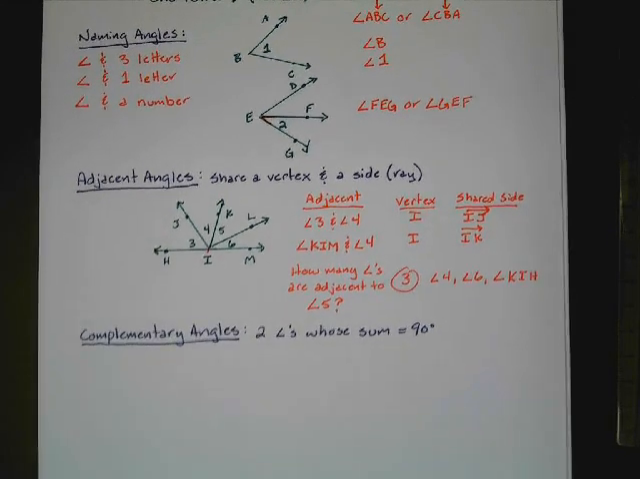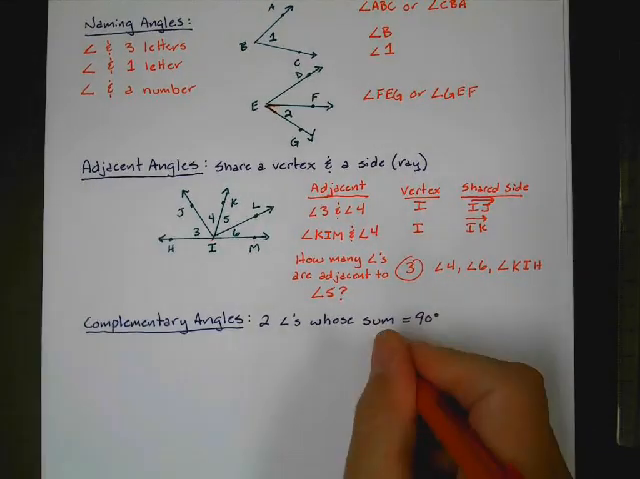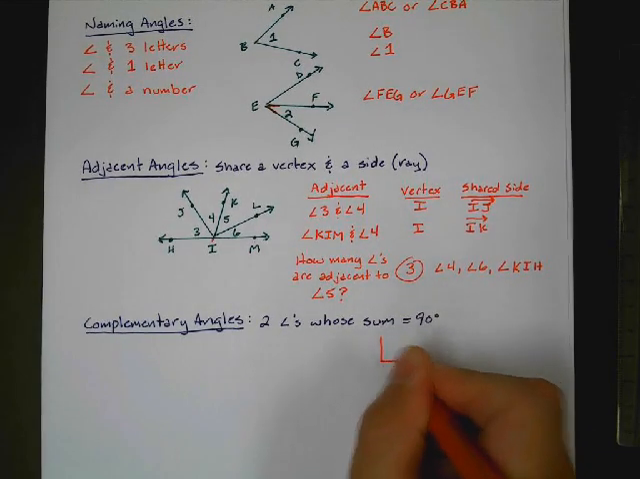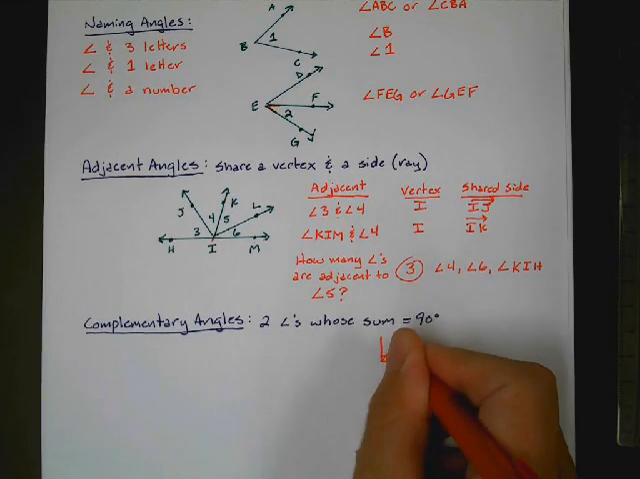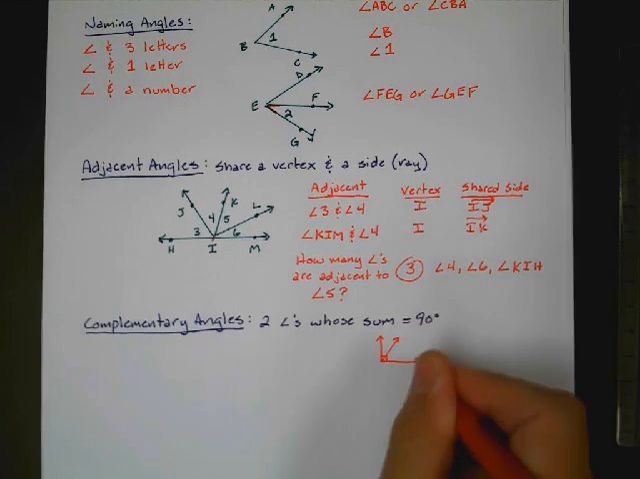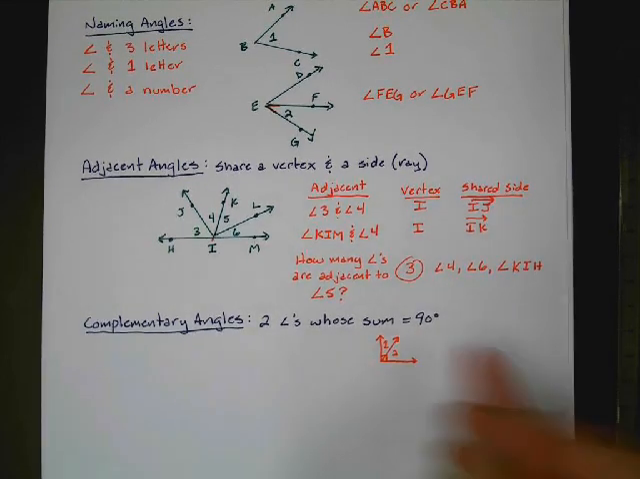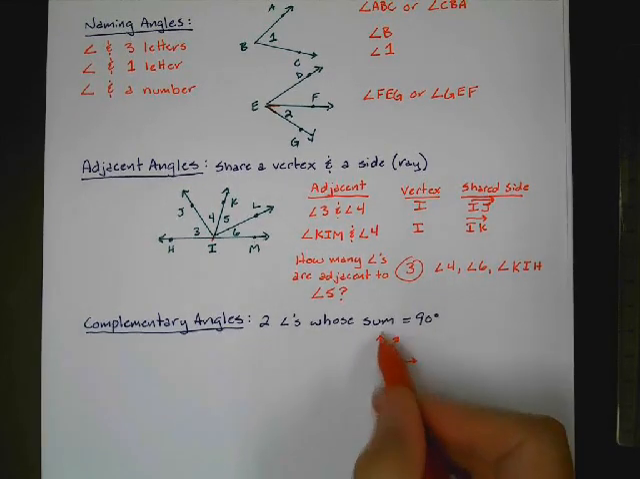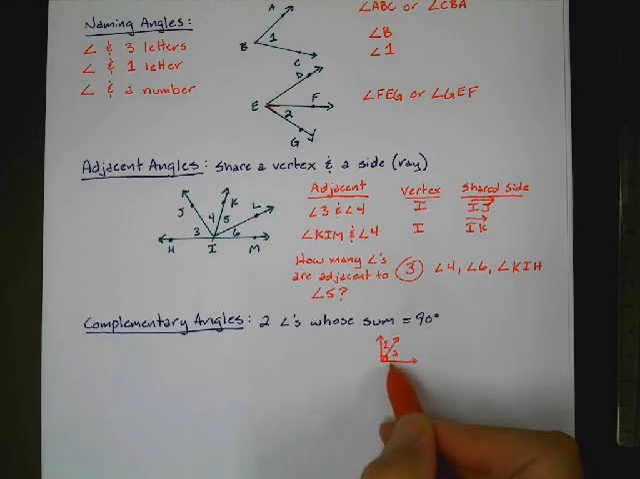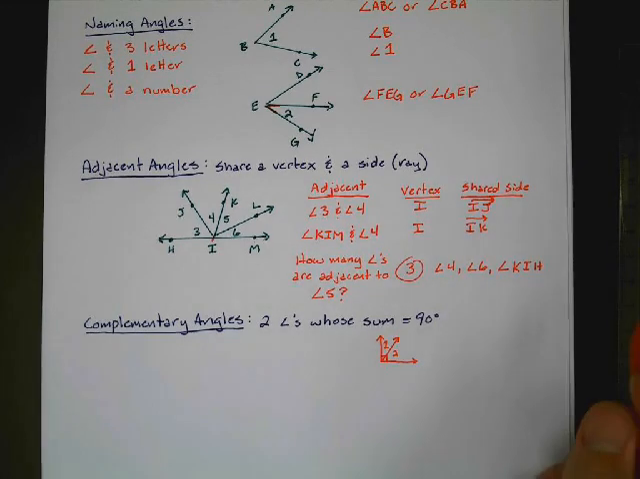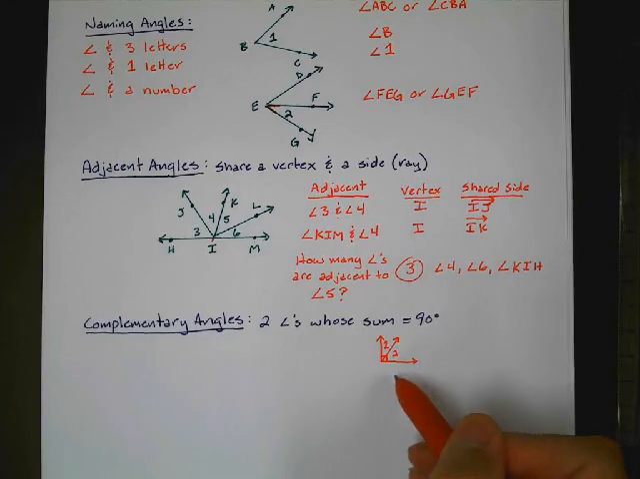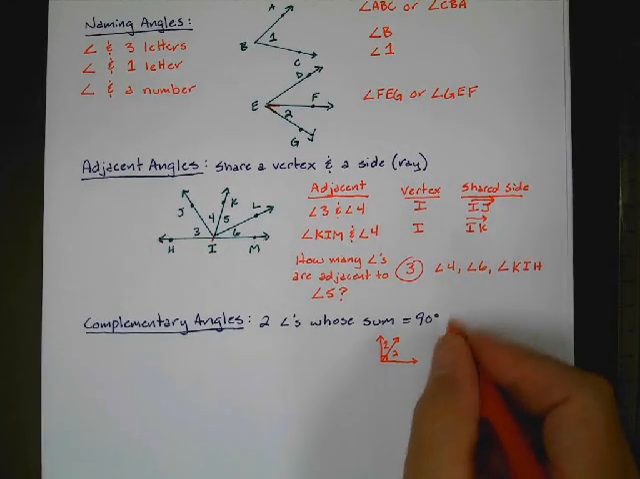So you could have something like this. Here's one angle, here's another angle. Those two, since you add them together, they would make this 90-degree angle. Those would be complementary. So you could have adjacent complementary angles, but you could also have non-adjacent.